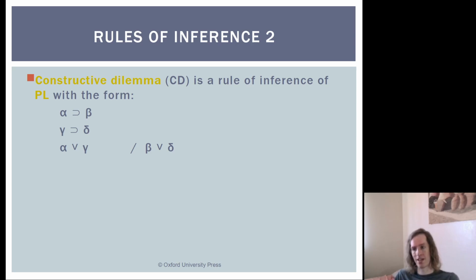So if it is true that if alpha then beta, and it's true that if gamma then delta, and it's true that alpha or gamma, then it's true that beta or delta. One of these two consequents has to be the case because one of the two antecedents is the case.